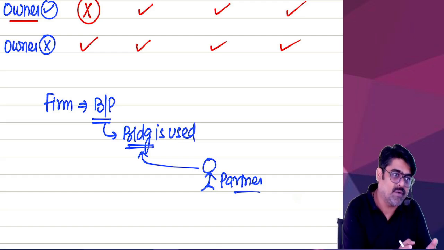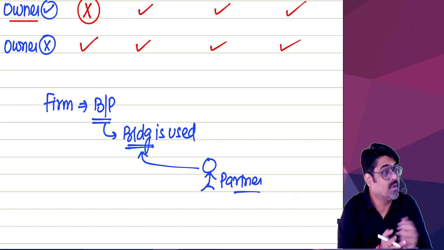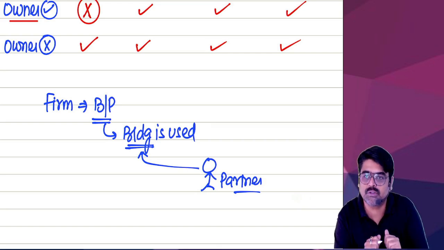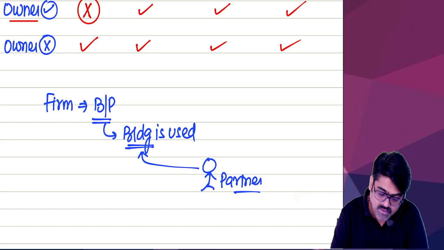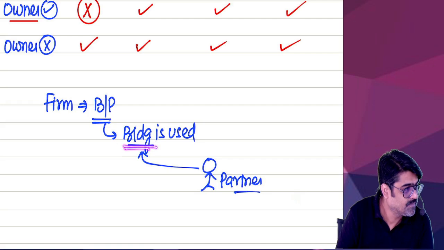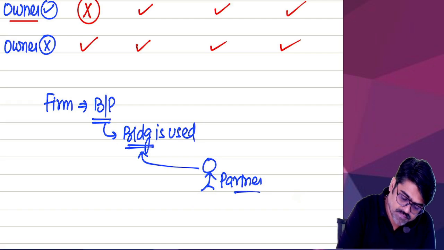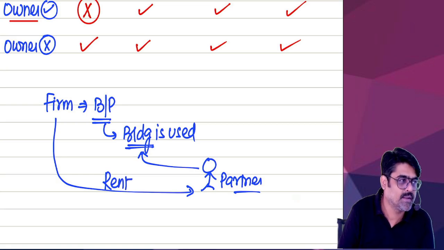But to run that firm, we need an office. So where did the office come from? The office where the firm's business or profession is going on belongs to one of the partners. Bhagyashri is the owner of that building. Yes or no? Now tell me, firm is doing the business in a building which belongs to the partner. Can the firm pay rent to the partner? Yes or no? What will happen in this case?